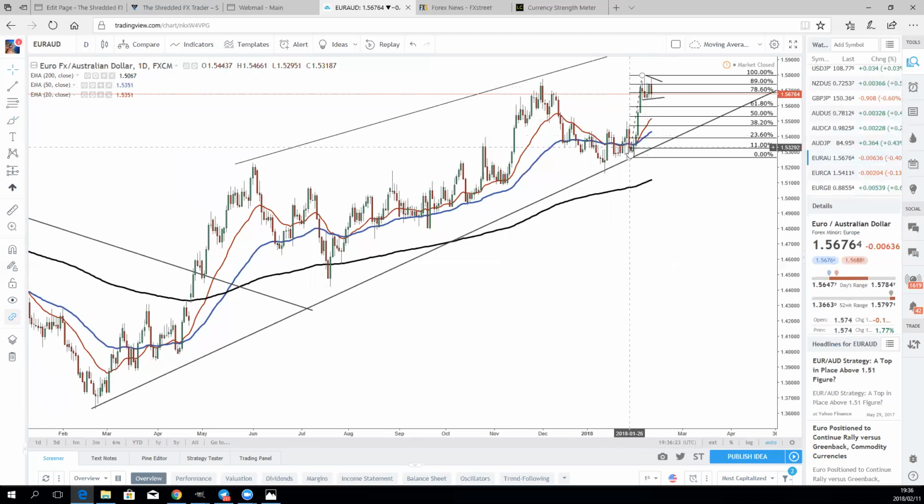You can see we've had our impulse move to the upside. We're forming a nice little flag here. I think for another couple of days we will consolidate in here before we have another push up to the upside. Alternatively, we could pull down back before we go up.